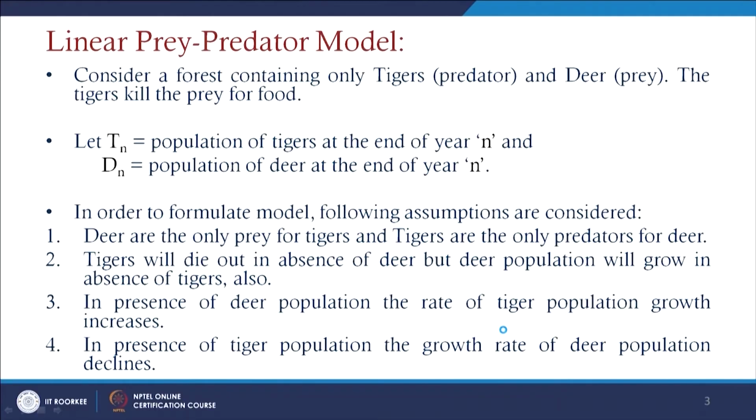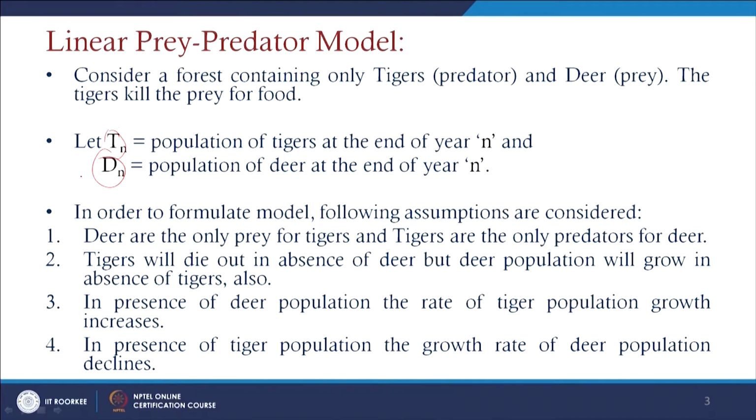If you consider this linear prey-predator model, we have to consider a prey and a predator. Suppose we consider a forest containing only tigers, that means the predator, and deer, which is the prey. The tiger kills the prey for food. At time instant n, Tn is the tiger population at the end of year n, and Dn is the population of deer at the end of year n.